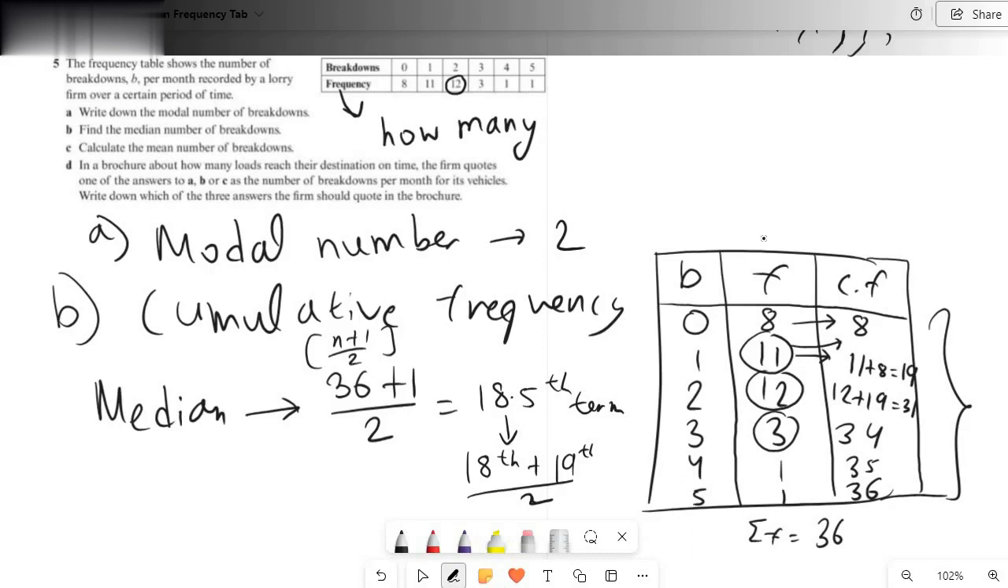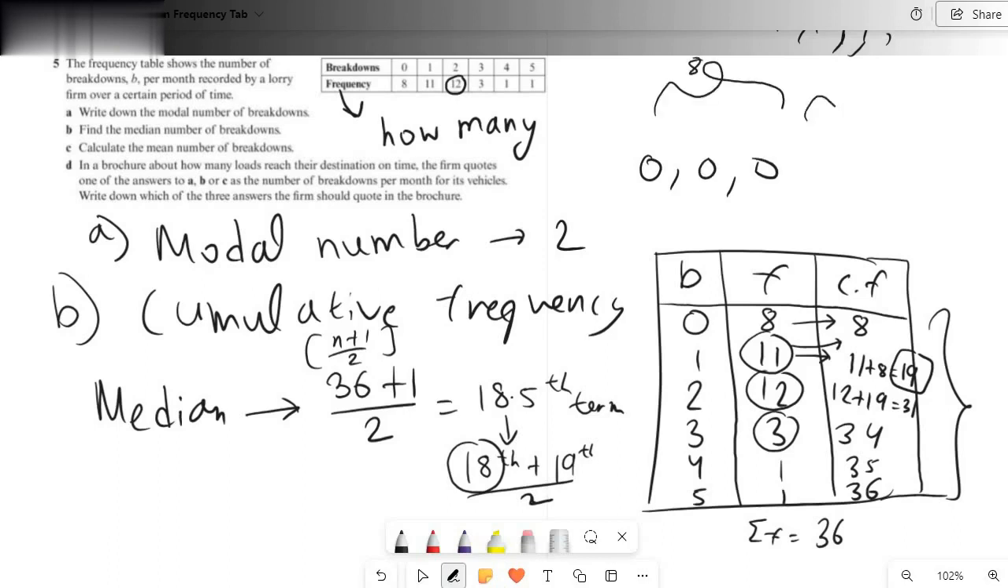And in this case, the 18th term is going to be a 1, because it takes 19 terms for 1 to complete. So if you want to visualize it, there will be 8 zeros here, like this.